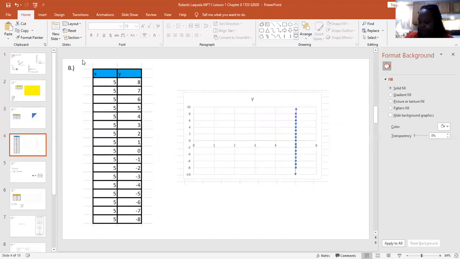For part B, this one looks at two plots that we were given, 5 and 8, and 5 and negative 8. So we can just plug our values into the formula, okay? Because right here it shows you the vertical line. This is our vertical line.